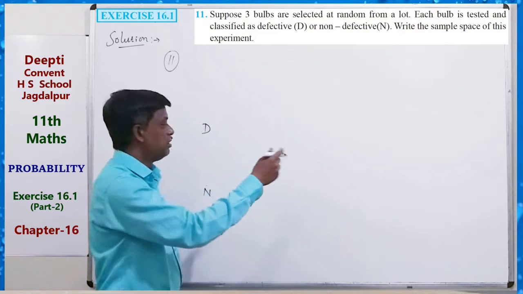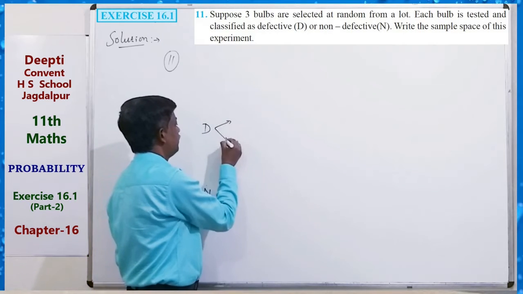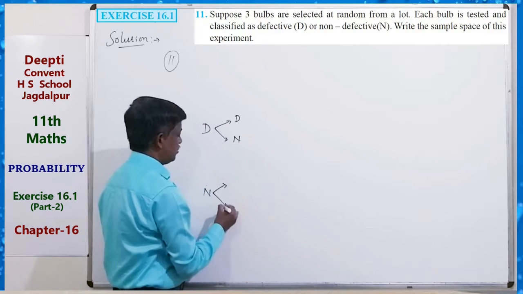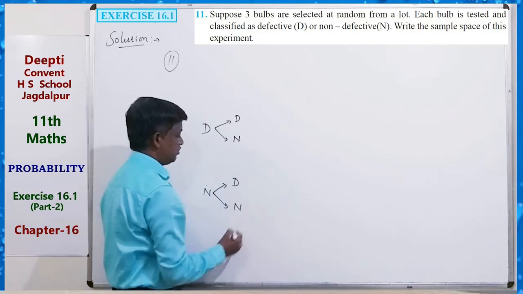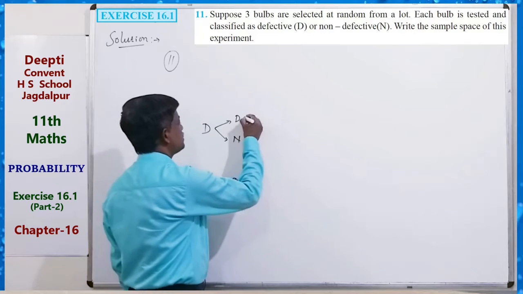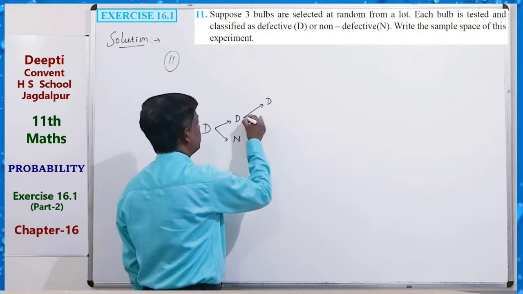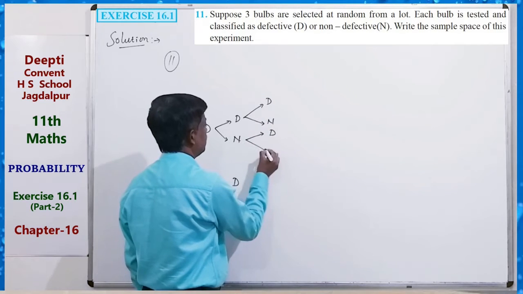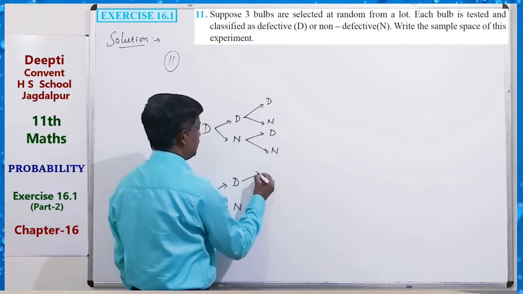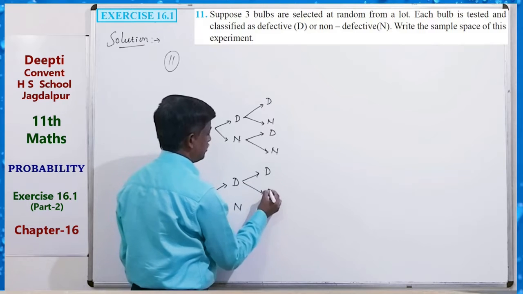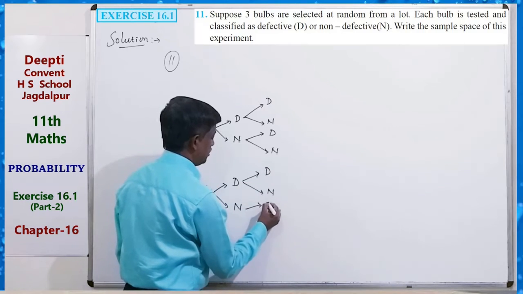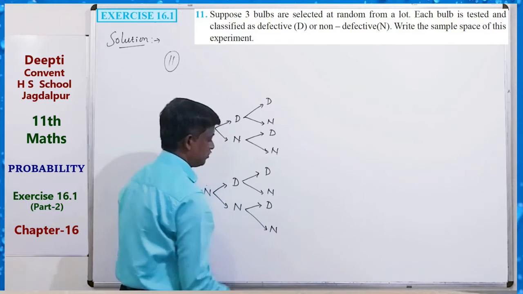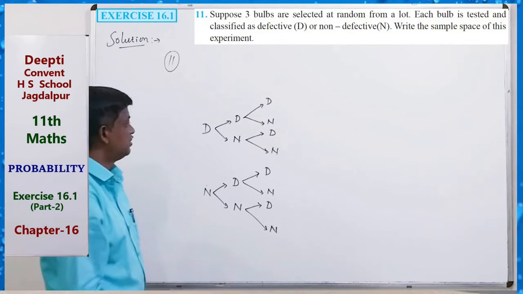second ball, maybe what? Defective, non-defective. With this, defective, non-defective. Then the third ball, defective, non-defective. So 3 balls.